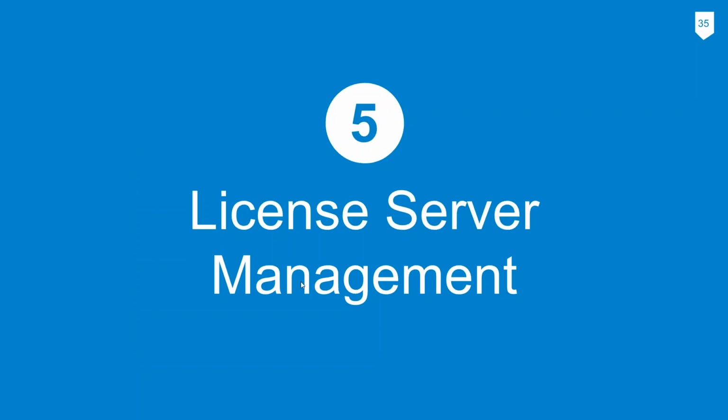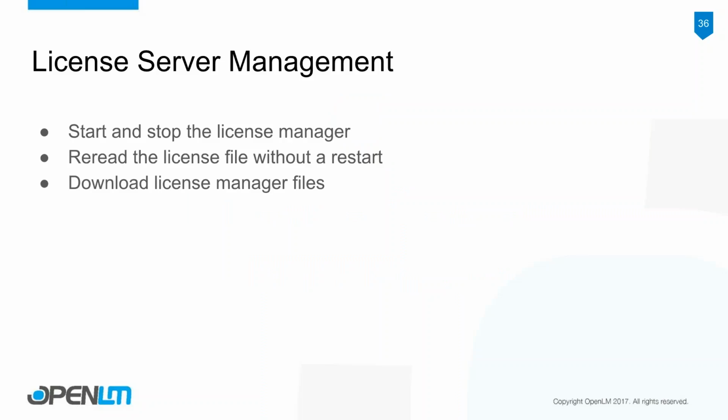The fifth main function of OpenLM's core product is license server management. License server management means that you can start or stop license servers. You can reread the license file without a license server restart. And you can easily download and view files which are located on the license server. You can view them remotely.